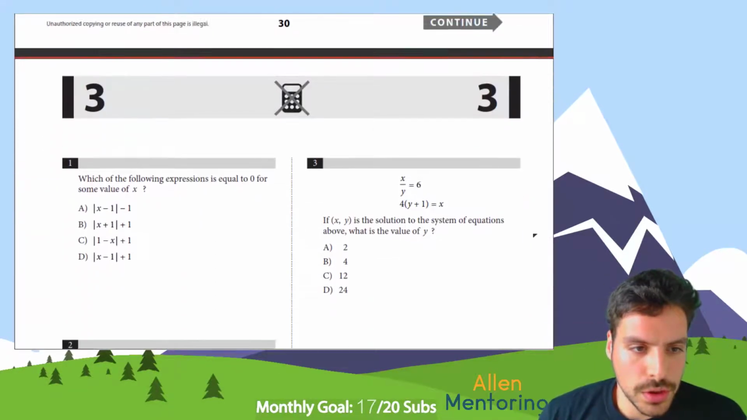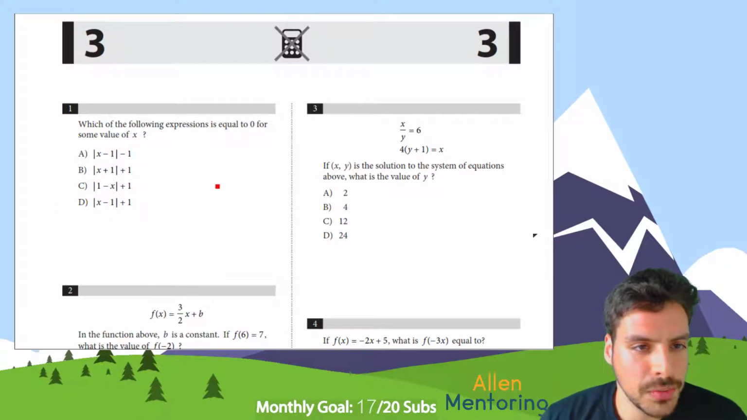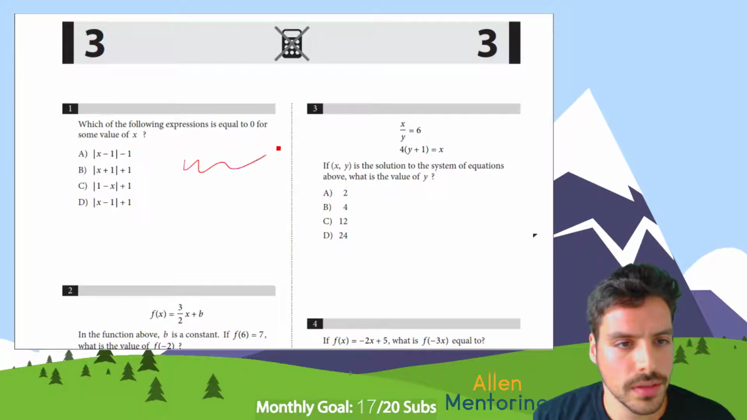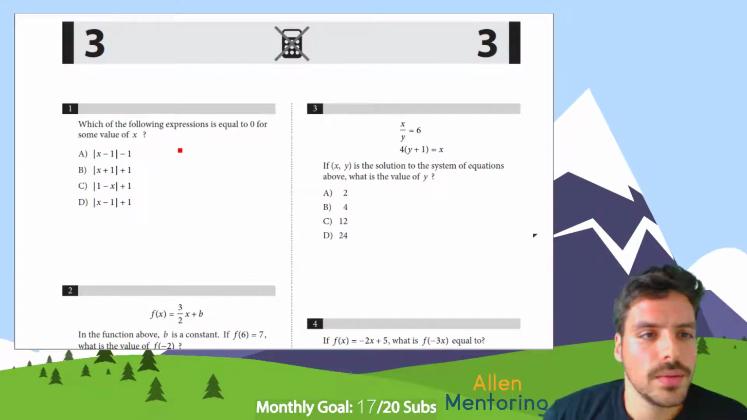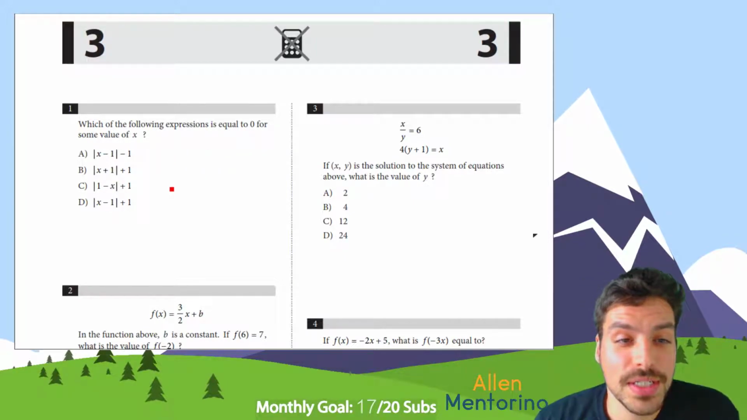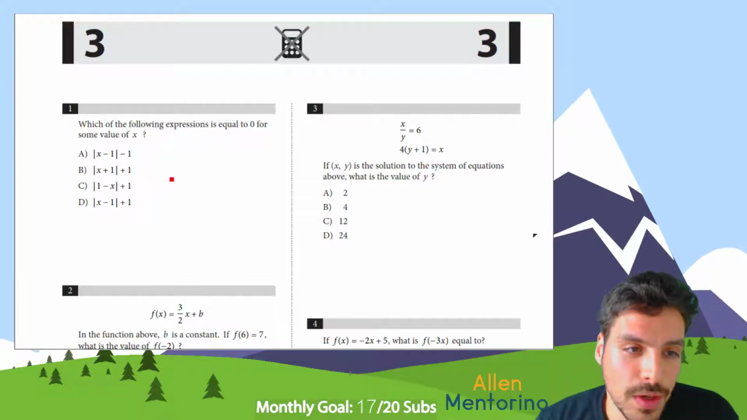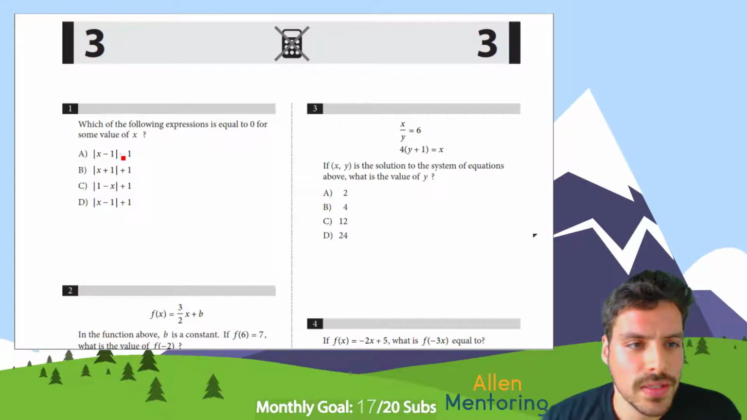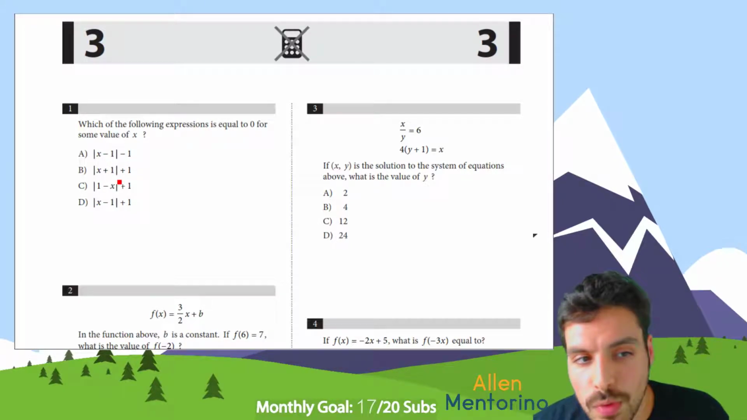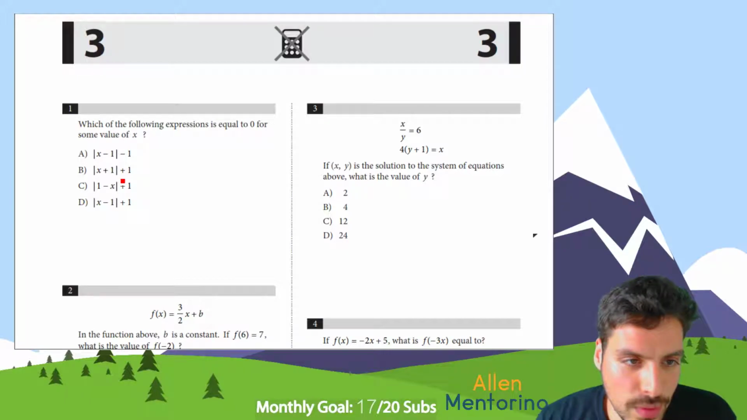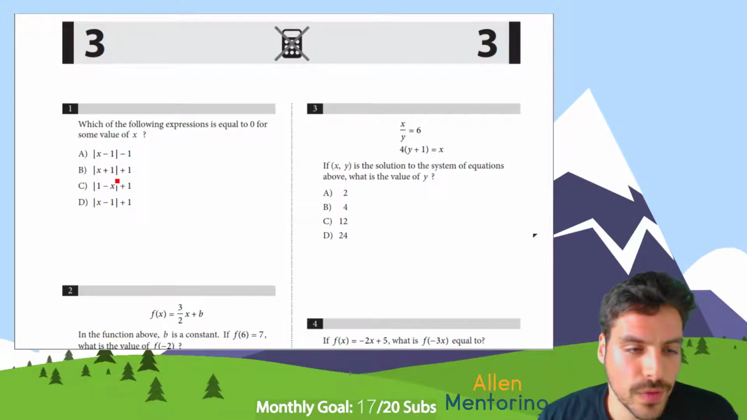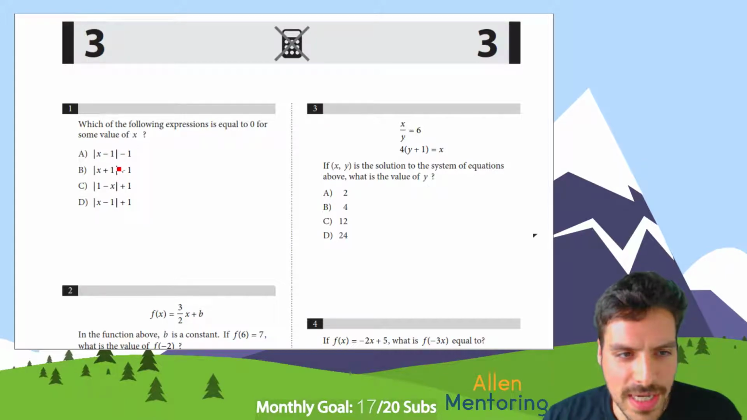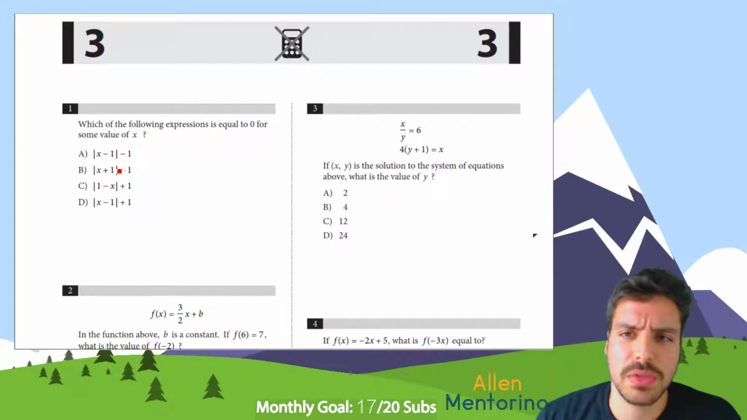All right. So question 1, let's just make sure the old pen is working. Okay, good. Which of the following expressions is equal to 0 for some value of x? Okay, and I see that this is an absolute value symbol, and there's -1, +1. So just for fun, I'm going to plug in 0. You can plug in any number you want, but I'm going to plug in 0 because I see that the -1s and the +1s will cancel out.